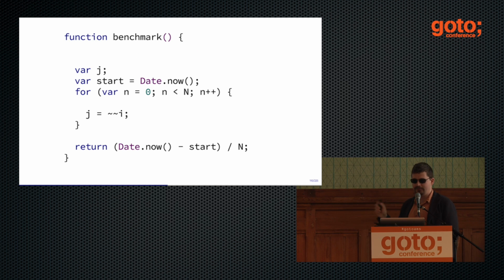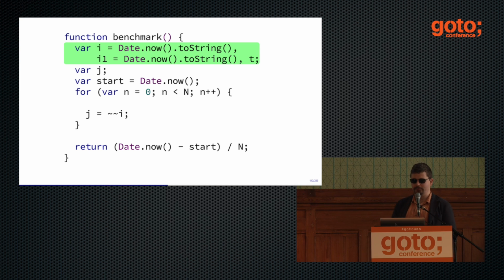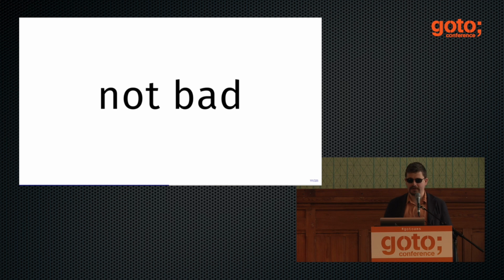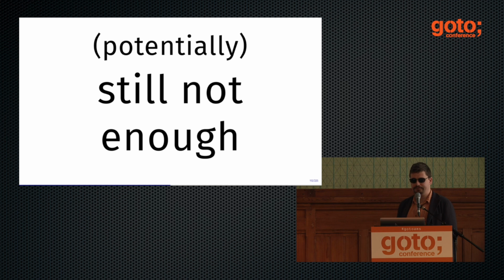So we can try to fix this benchmark by applying these rules. We create two non-constant values, and we start swapping them in the loop to confuse the compiler, so that the variable we apply the double tilde to is no longer a loop invariant. And in the end, we check that everything is good, using the result of the double tilde operation. And this is not bad. Usually it should be enough to actually measure something. But if you have a really smart compiler, and our hope is that in the future all the compilers will be very smart, then it's potentially still not enough.